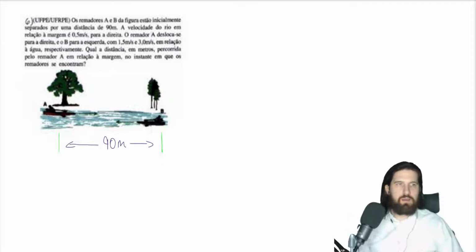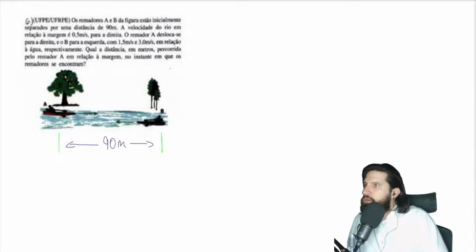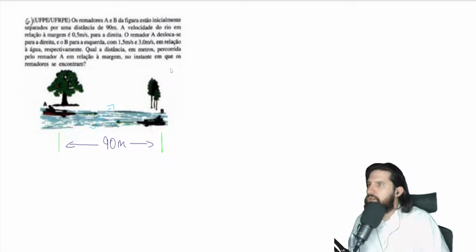Okay, rowers A and B in the figure are initially separated by a distance of 90 meters. The river's velocity relative to the bank. Okay, so the river's velocity, that's what I was not understanding. Okay, so the river this way is 0.5. Oh wait, no, sorry, it's not perpendicular. It's to the right. The river is flowing to the right, 0.5 meters per second.